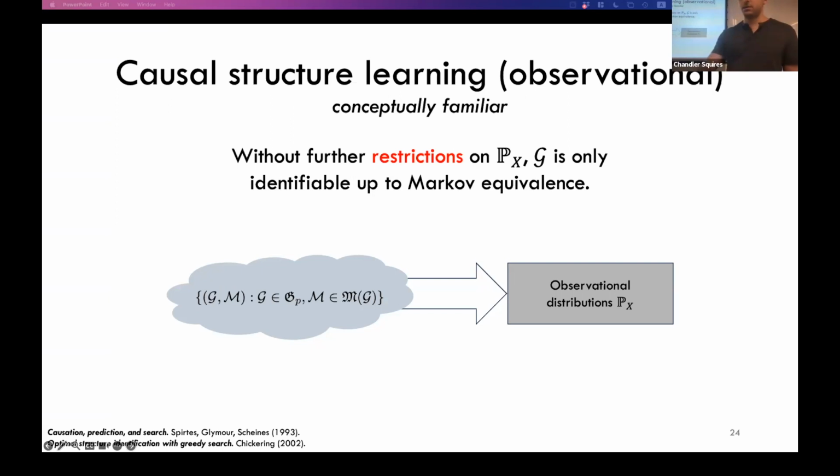If we don't want to do that, then we're only going to be identifiable up to an equivalence class, which is called the Markov equivalence class in this field. Basically, these are the DAGs that imply the same conditional independences in the distribution P of X.